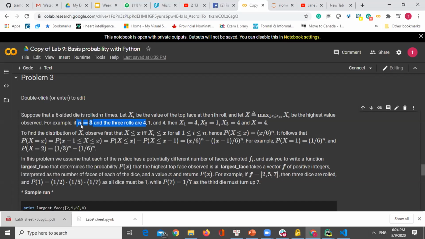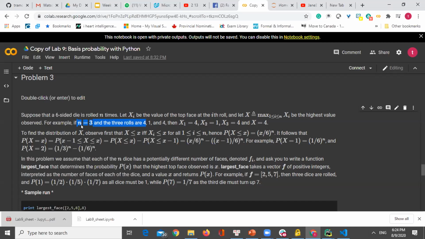No, n is the number of times you roll the dice. Oh, okay, I got it. The number of the dice is the length of the list. Okay, so if n is 3 and the 3 rolls are 4, 1 and 4, there are 3 dice and the 3 rolls are 4, 1, 4. So if they roll the 3 dice at the same time, right? Then X1, okay, X2 is 1, okay. I got it.